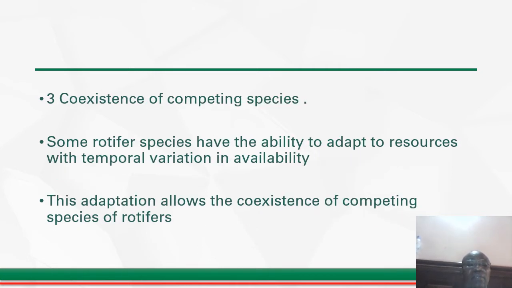Number three, they can coexist during competition with other species in their environment. Some rotifer species have the ability to adapt to resources with temporal variation in availability. That is, if there's scarcity of food in their environment, they have the ability to adapt in order to cope with such unavailable resources. This adaptation allows the coexistence of competing species of rotifers in their habitat.